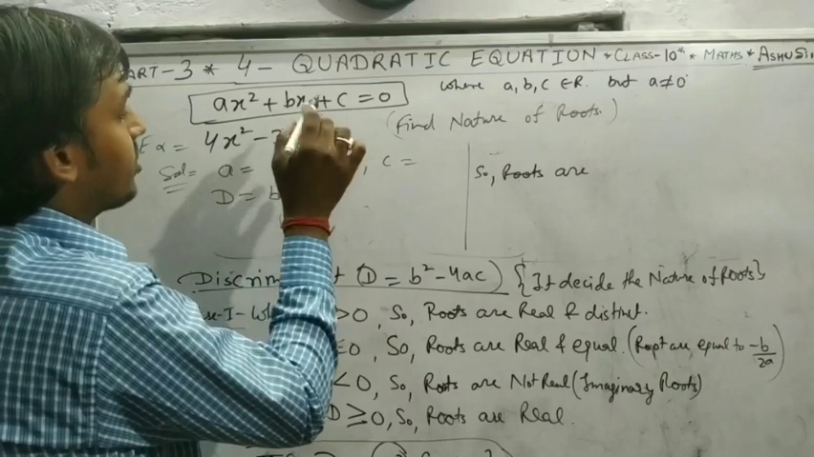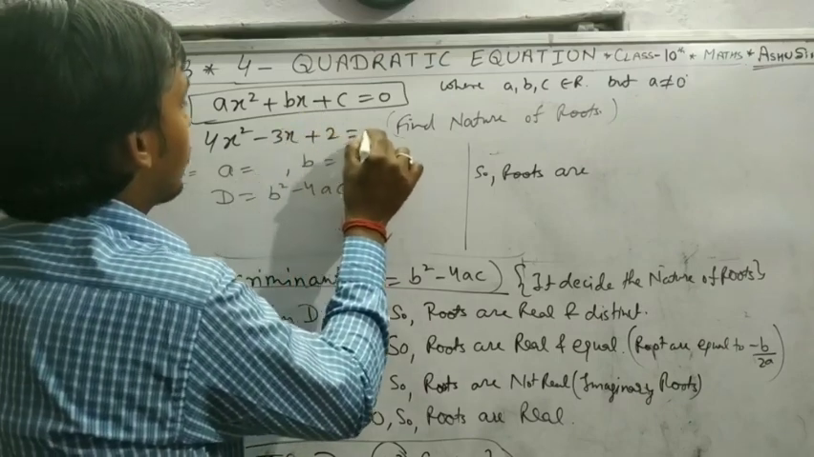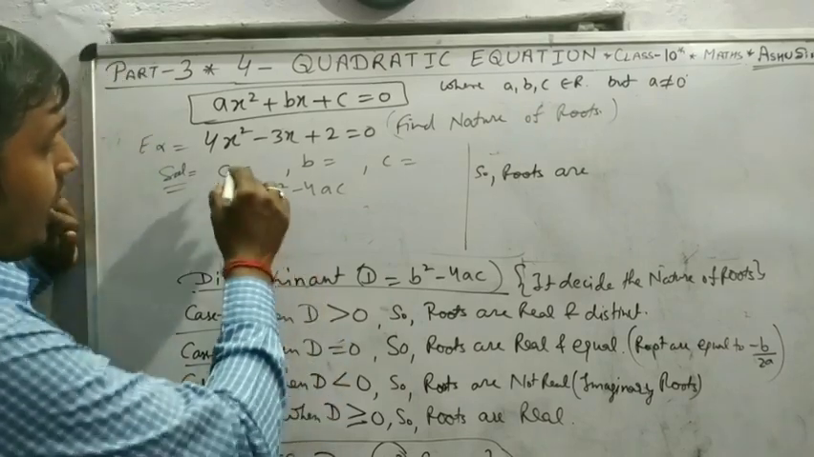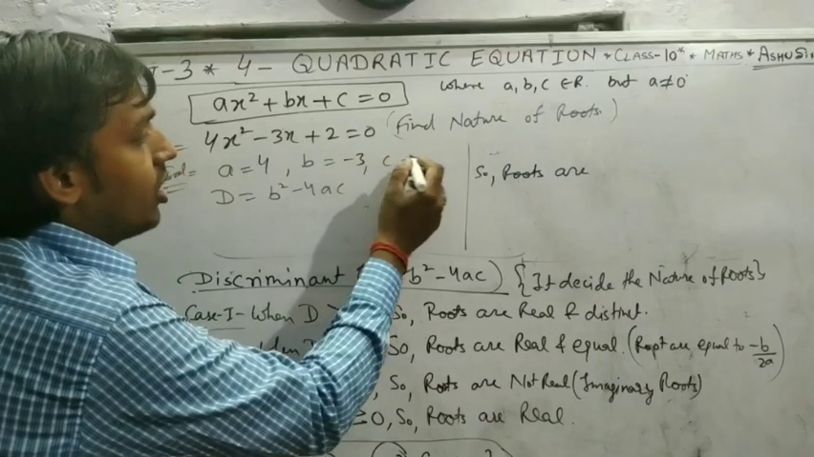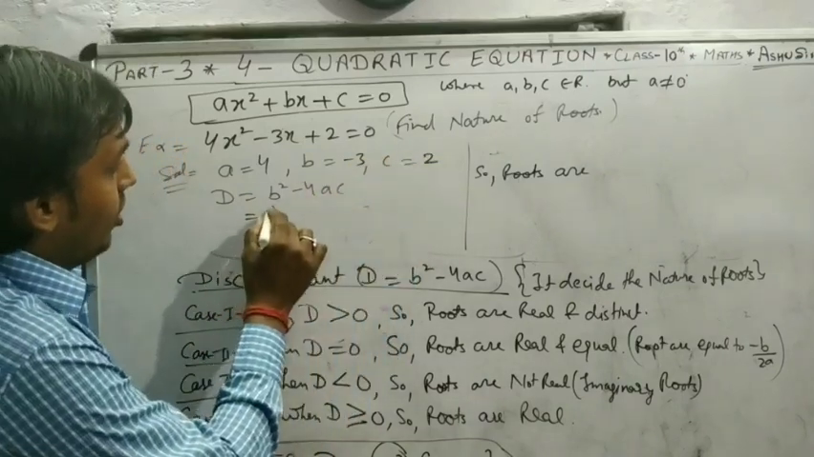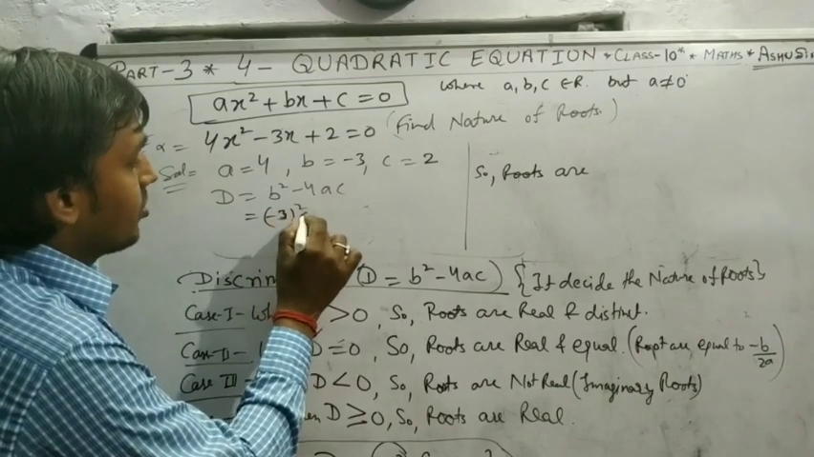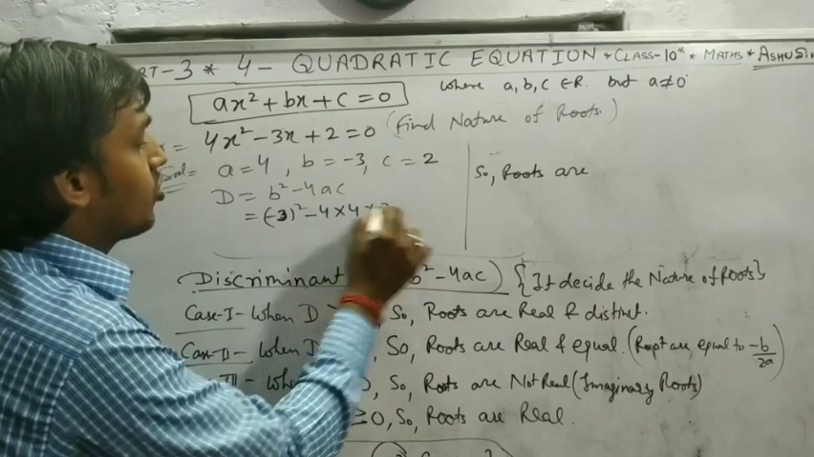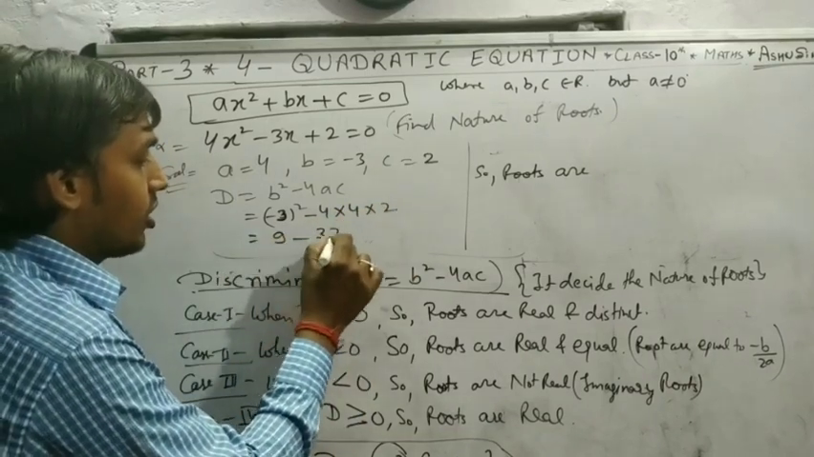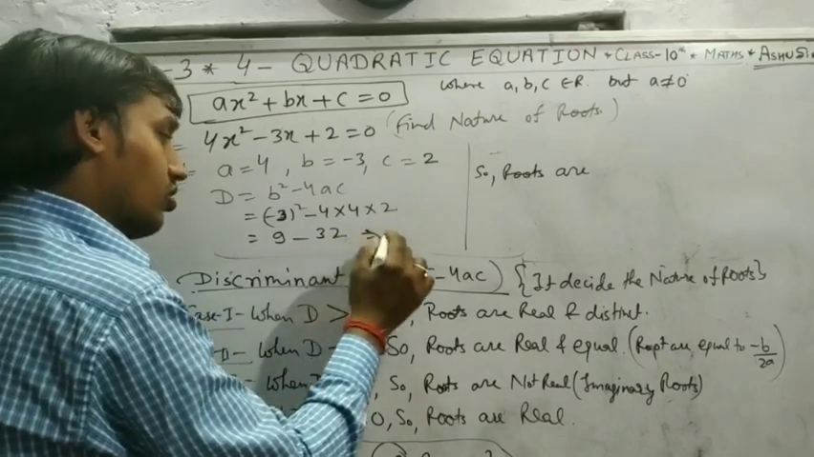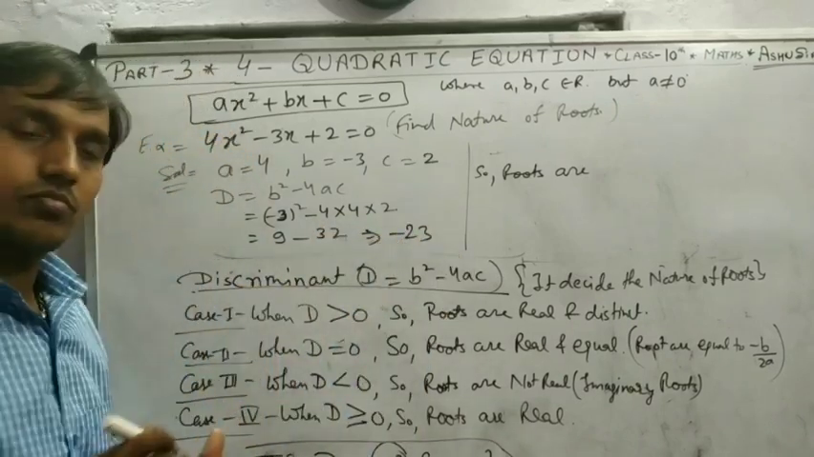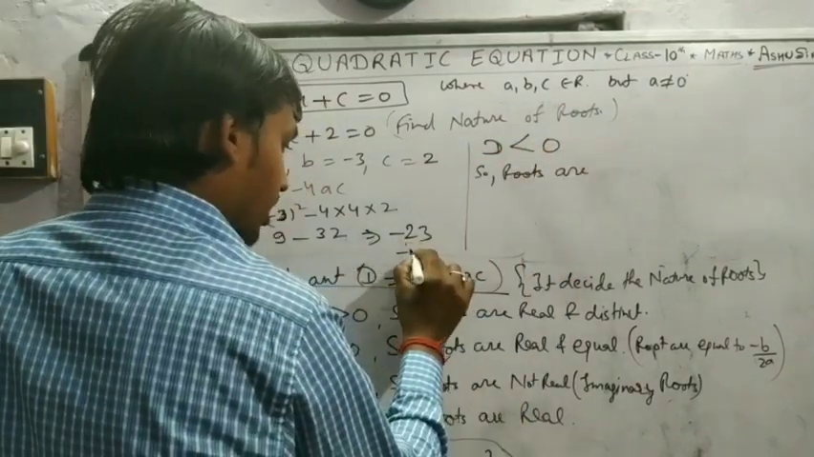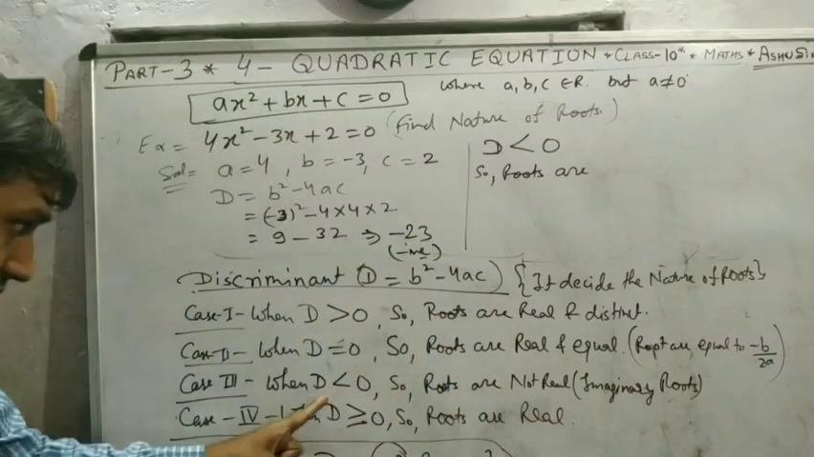4x² minus 3x plus 2 is equal to 0. So a is equal to 4, b is equal to minus 3, c is equal to 2. Put here minus 3 square minus 4 into 4 into 2, 9 minus 32, that means D is equal to minus 23. D is less than 0, negative value.